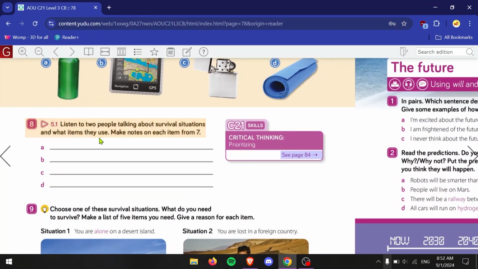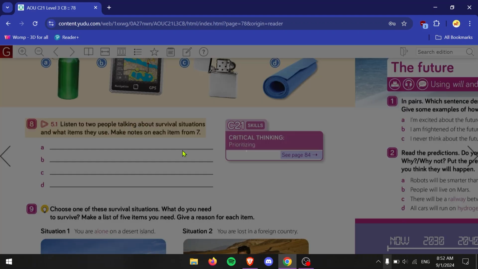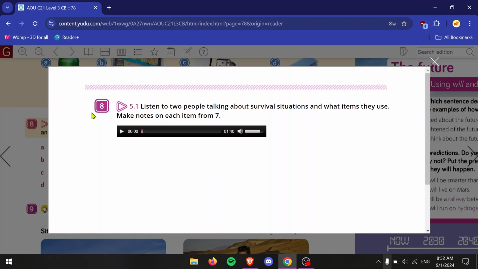Listen to two people talking about survival situations and what items they use. Okay, so I think they're going to be talking about the objects above. So I'd like you to listen to the audio and make notes on each item from the previous exercise and then compare answers. So compare your own answers to the ones that you'll be hearing from the two people here. So here we go.